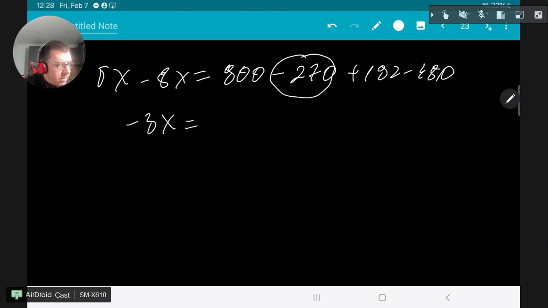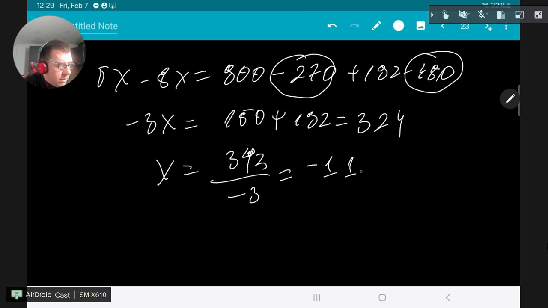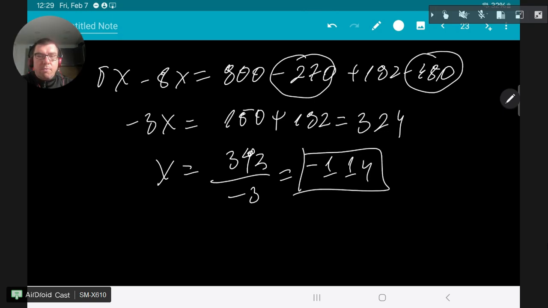Now if I do these two first, so this is 600, 750, so 900 minus 750 is what, 150, 150 plus 192, this is 342. x equals 342 divided by minus 3, this is minus 114, and that's the answer.